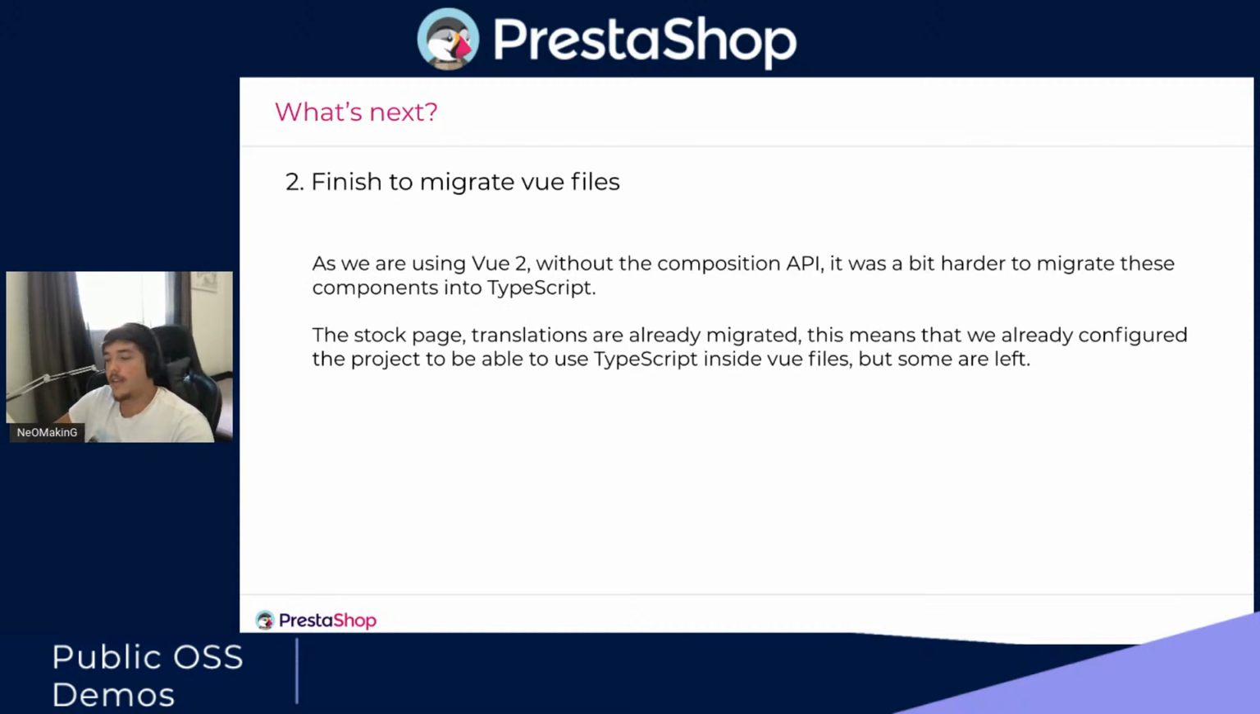The second thing is that a lot of Vue files were not migrated to TypeScript, and now that's true only of the new product page, because I migrated every Vue page in the past few days. So it's a work in progress too. And Vue is pretty hard to use with TypeScript, because we were using Vue 2 without the composition API, so it required a lot of configuration inside our Webpack files and tsconfig files. But it's fine now.